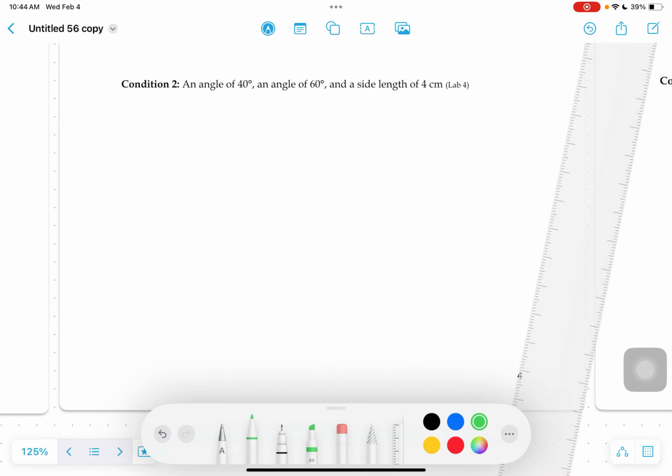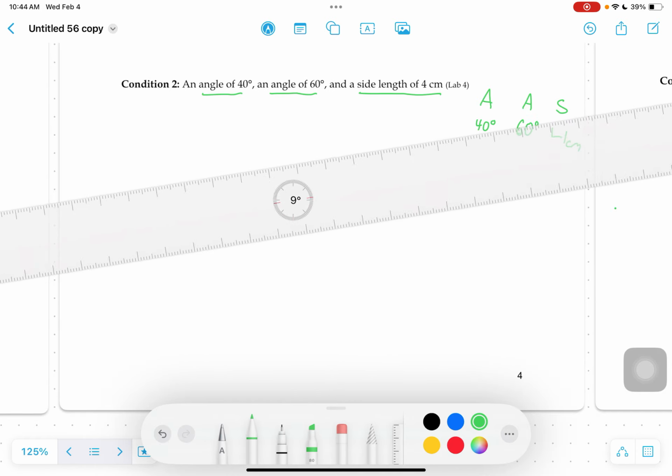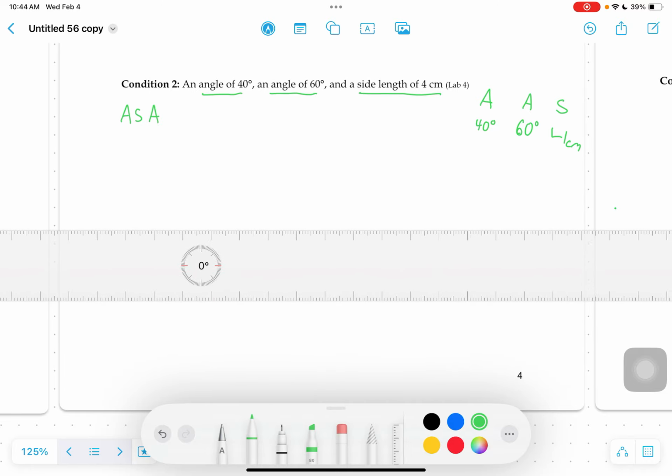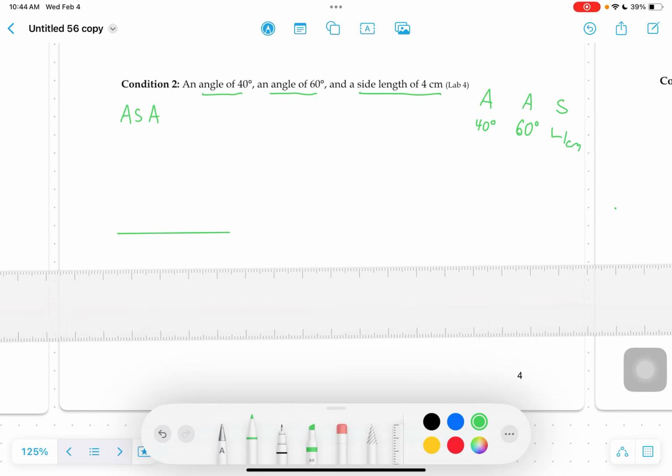Let's do one more condition together. In this condition, I have an angle of 40, an angle of 60, and a side length of 4. Let's start with my favorite, angle, side, angle, where I put the side in between. I'm going to draw a base of 1, 2, 3, 4 centimeters.